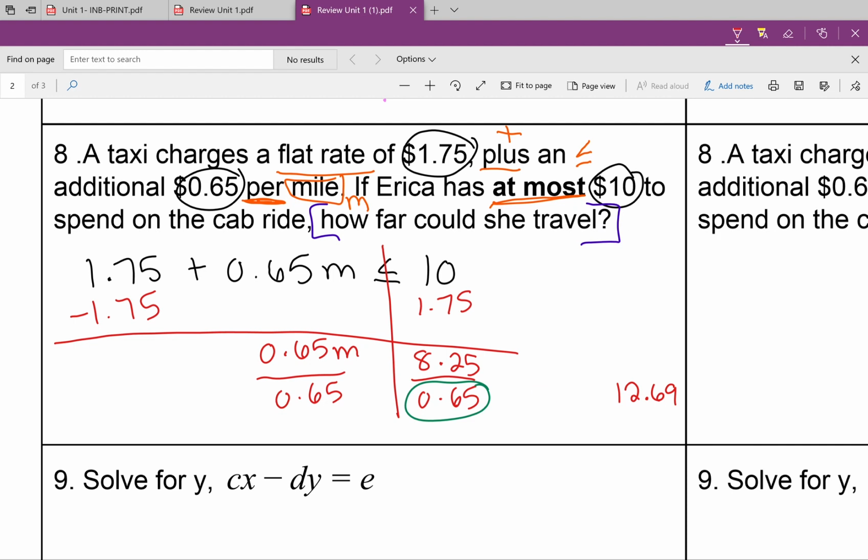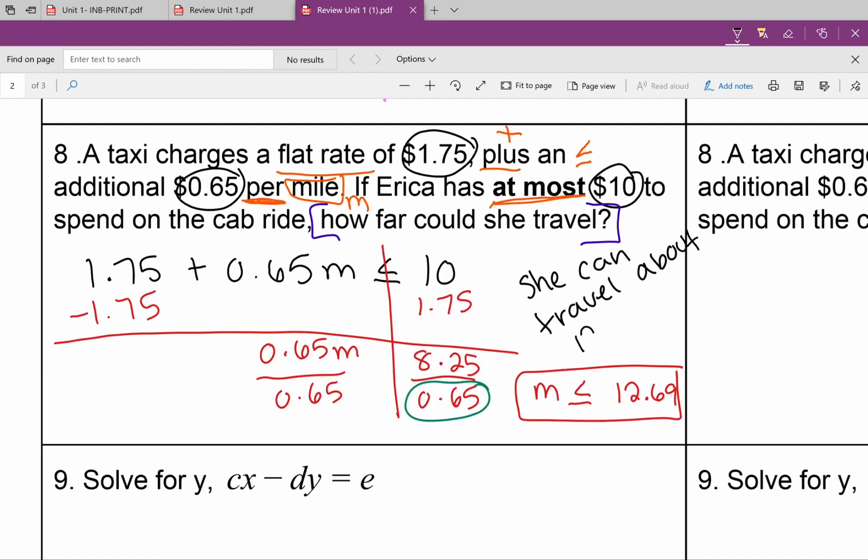So I'm left with M is less than or equal to 12.69, which means that she can travel about 12.69 miles. Okay. So if she had to travel more than that, she would not be able to afford it since she only has $10. So no more than 12.69 miles.